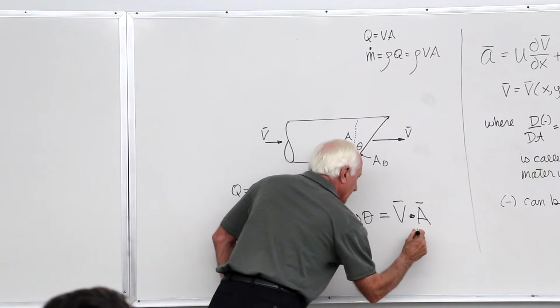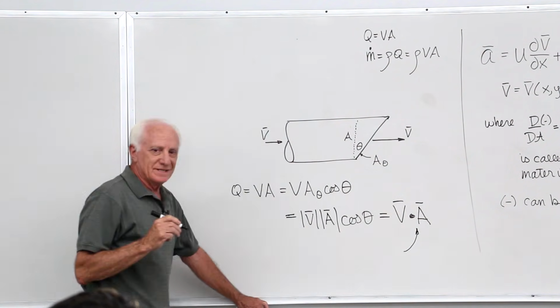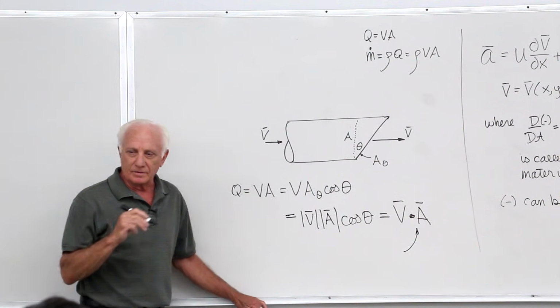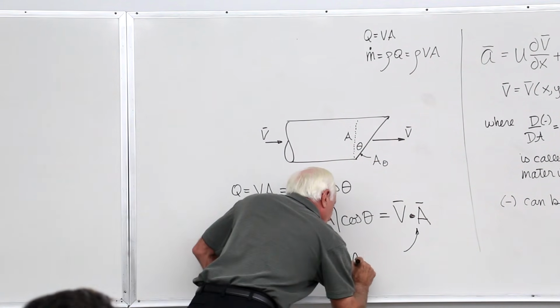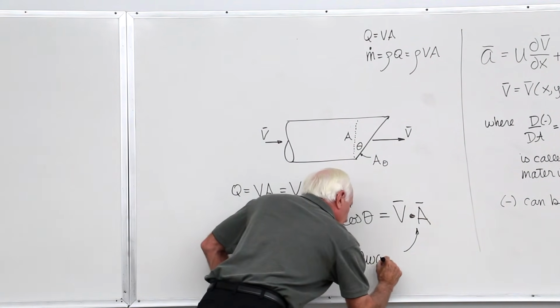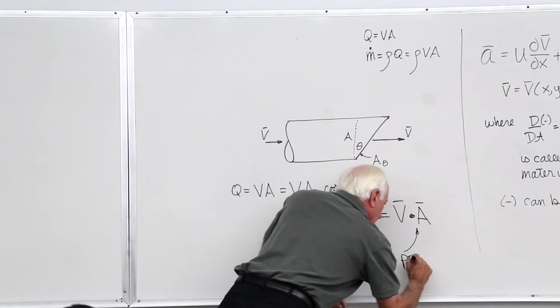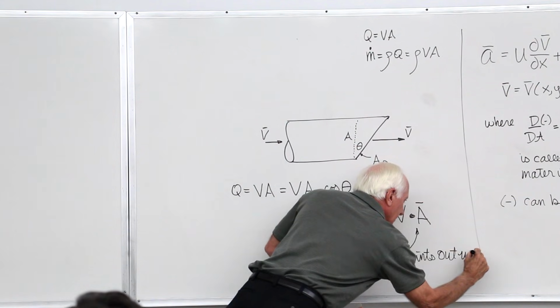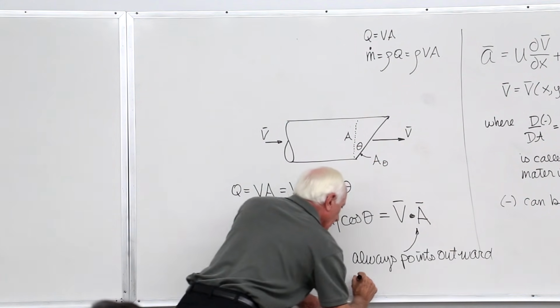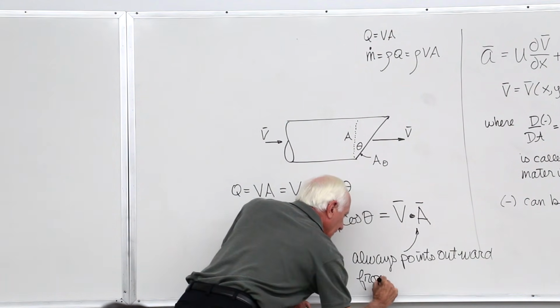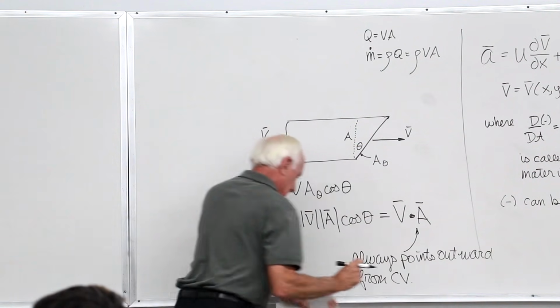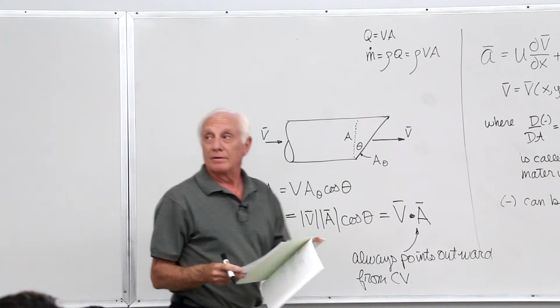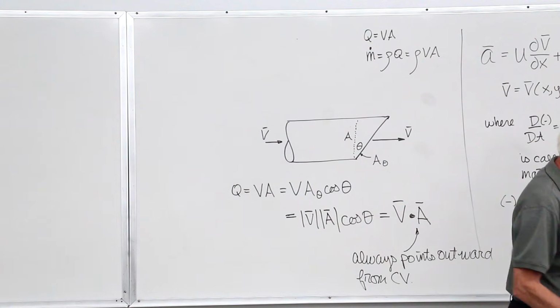This area vector always points outward from the control volume by convention. Always points outward from the control volume. Okay, we'll use that in the derivation.